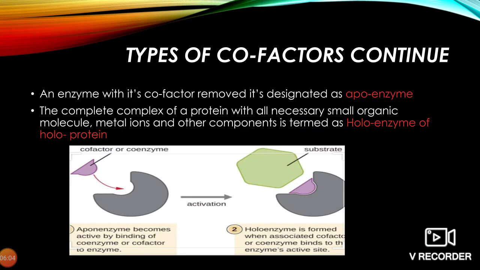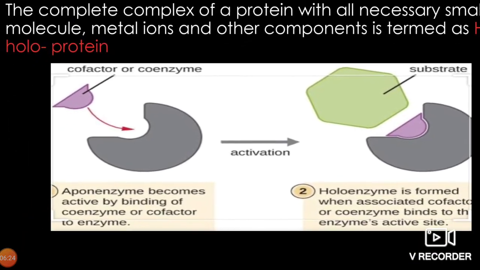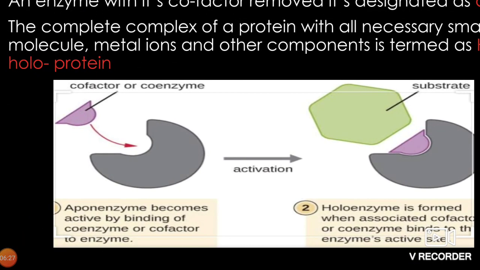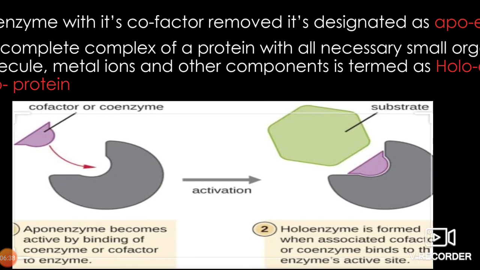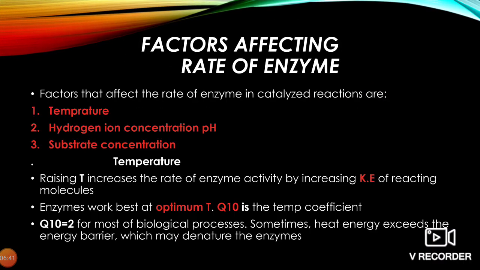Types of cofactors, to be continued: an enzyme with its cofactors removed is designated as an apoenzyme, and the complete complex of a protein with all necessary small organic molecules, metal ions, and other components is termed the holoenzyme or holoprotein. We can see in the given image the cofactors or coenzymes, and apoenzymes become active by binding of the coenzyme or cofactor to the enzyme, while the holoenzyme is formed when the associated cofactors or coenzymes bind to the enzyme's active site.